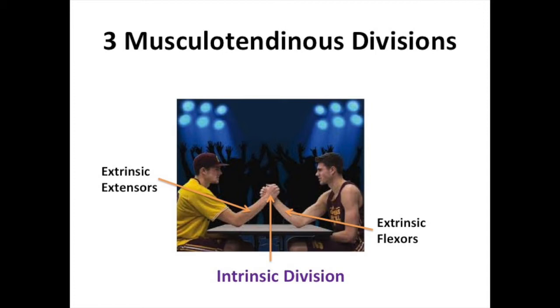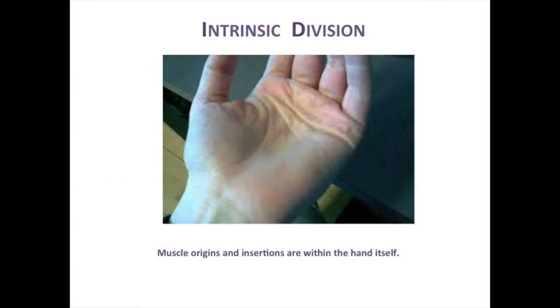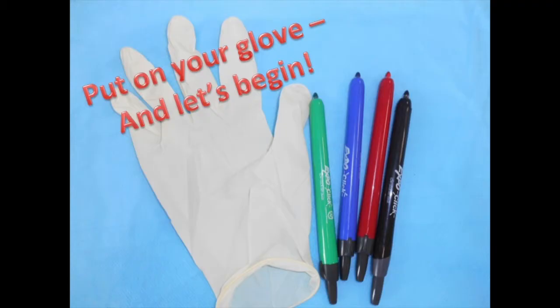I suggest you pause this video and feel the muscles contract against resistance as you palpate the extrinsic extensors on the dorsal aspect of the forearm and palpate the muscles of the extrinsic flexors on the volar aspect of the forearm, and do this against resistance. Let's begin with the intrinsic division. Remember, the muscles of the intrinsic division have their origins and insertions within the hand itself. Now place your latex glove on your non-dominant hand and have your markers ready.